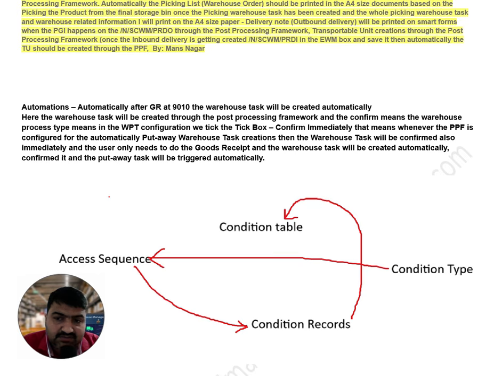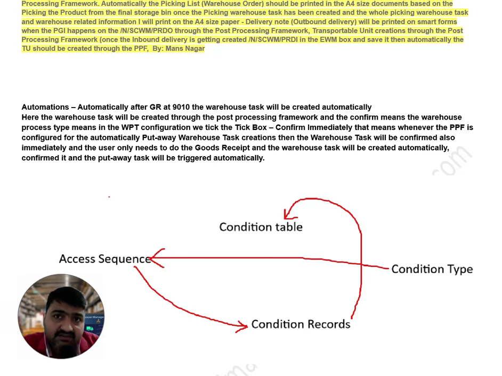And confirm means, in the warehouse process type configuration, we tick the tick box. I will show you this in the screenshot next. Confirm immediately. Okay. That means whenever the post-processing framework is getting configured, whenever we configure the warehouse process type, we do the configuration. Here in the warehouse process type configuration, we have one tick box, confirm immediately.